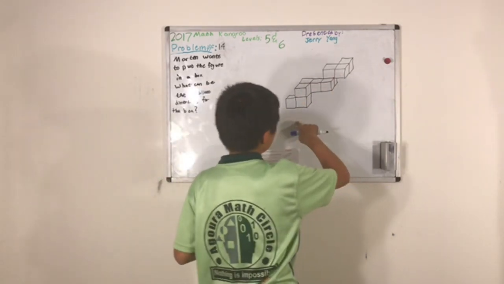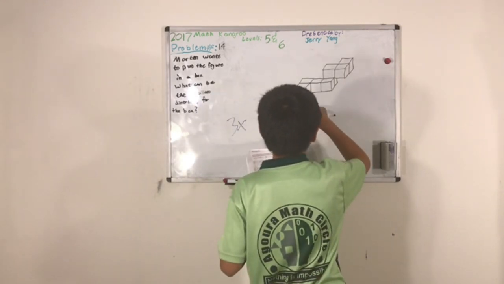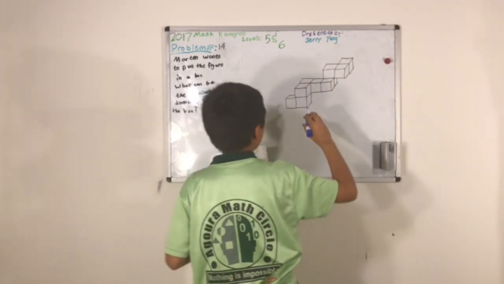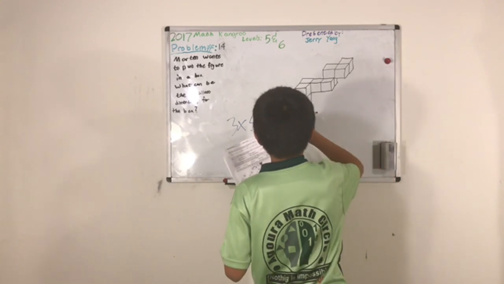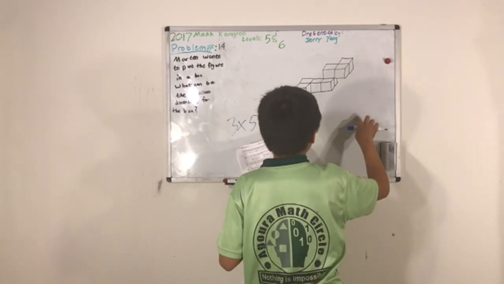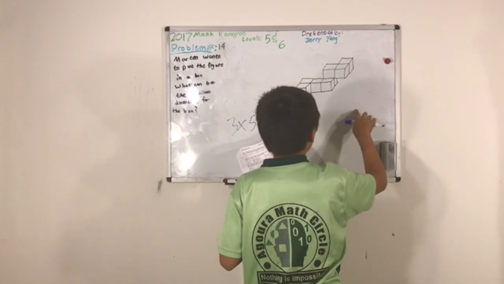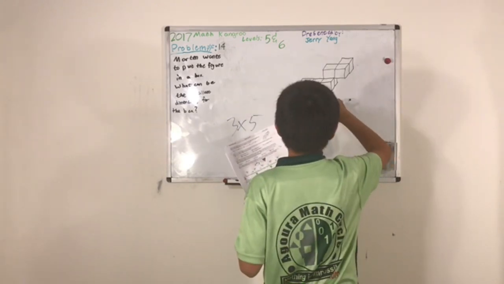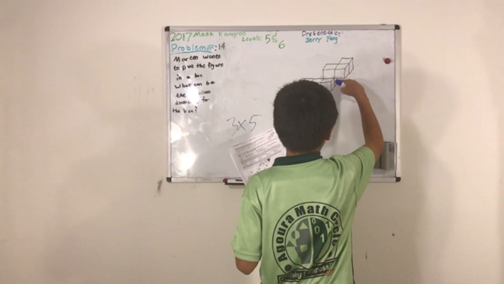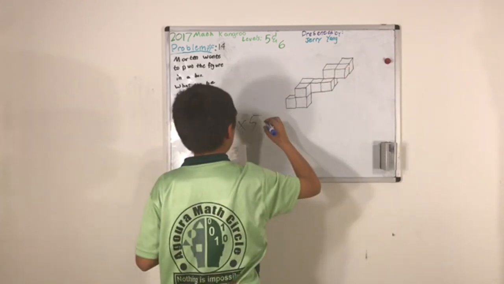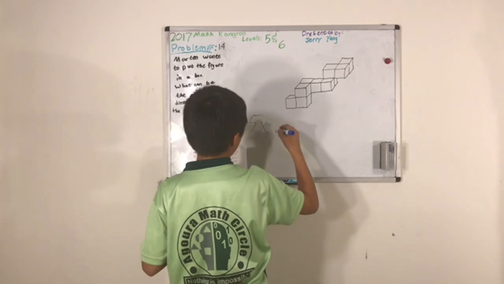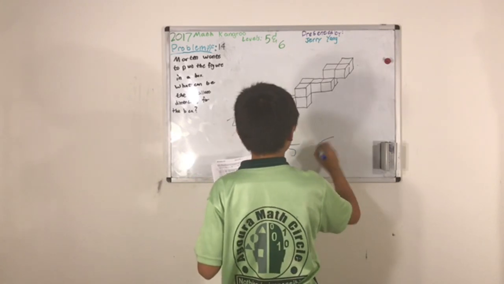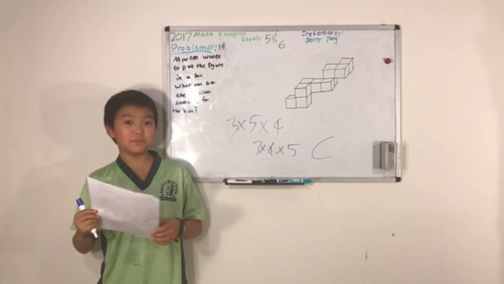So then we look at the length. The length is 1, 2, 3, 4, 5. So it's times 5. And finally, so we've already looked at the length and the height. Now we need to look at the width. So for the width, we have 1, 2, 3, 4. So we have 3 times 5 times 4, or 3 times 4 times 5, which is the answer for C, 3 times 4 times 5.